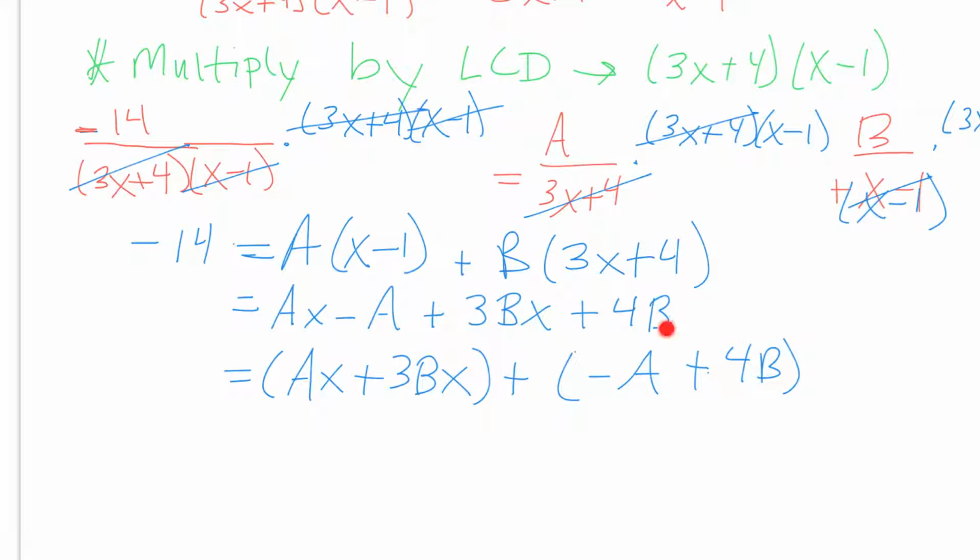So these two got grouped together because they don't have an x, and these two are grouped together because they do have an x. Then I'm going to factor out anything that's common. So in my first group here, both of these terms have an x. So I'm going to factor that x out, and I'm left with a plus 3b. And in my next set, there's nothing common, so that will stay alone, negative a plus 4b.